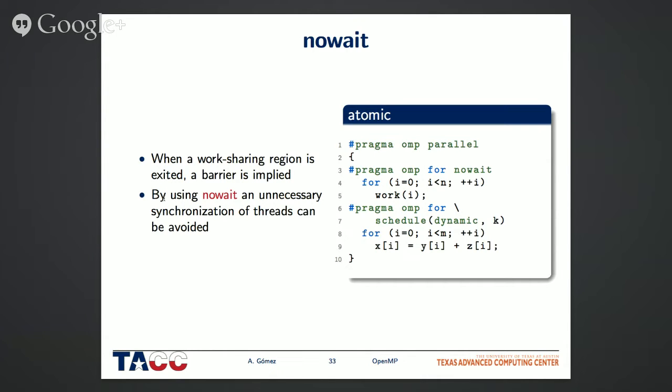Many of the OpenMP constructs have implicit barriers at the end of the construct, for example, for loops. You can avoid that, if it's really necessary, with the nowait clause. In this case, once a thread has finished everything it had to do, it will continue. It will go to do whatever it had to do after this for loop, or if it has nothing else to do, it will just go to the end of the parallel region.